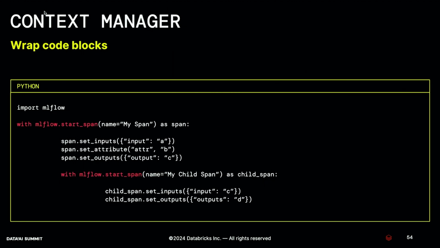We also have context managers, which are very similar. You just wrap your code, and you're going to get a context active object that you can basically mutate. So you can call methods on it to set my inputs, set my attributes. You can set tags on things as well, and that'll handle it within that particular wrapped context.